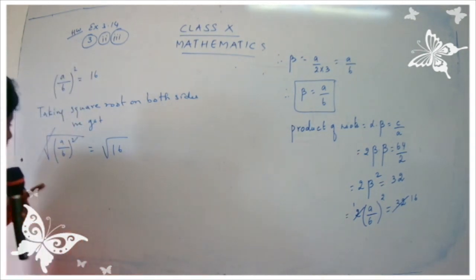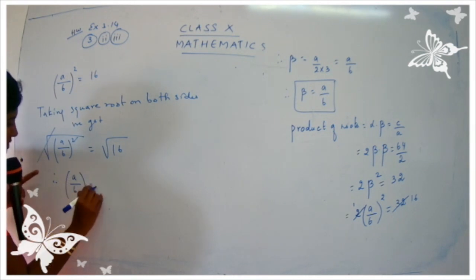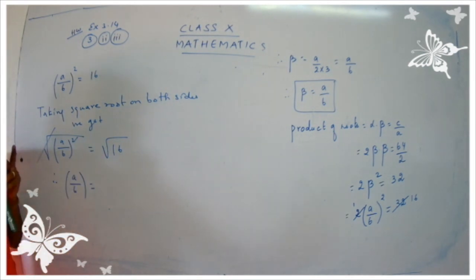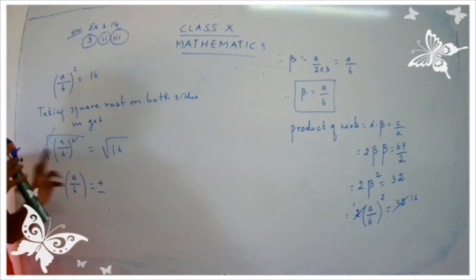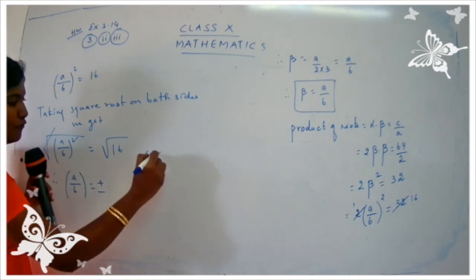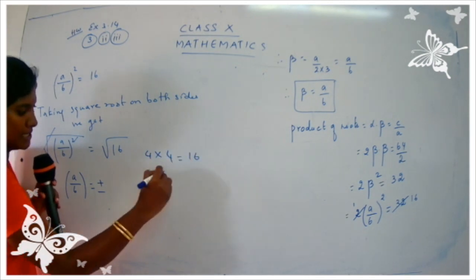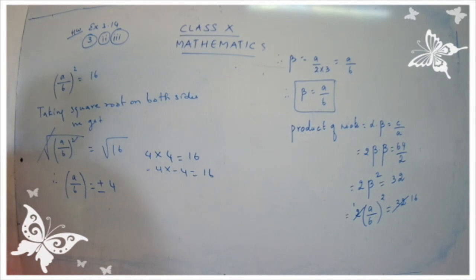So what is the answer here? Therefore, A upon 6 is equal to root 16. I have told you, whenever you are using the square root, try to write both the values. Because 4 into 4 is also 16, and minus 4 into minus 4 is also 16. So put here plus minus 4. So A upon 6 is equal to plus minus 4.